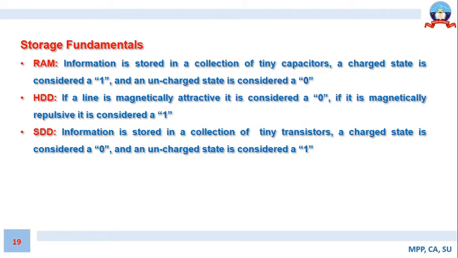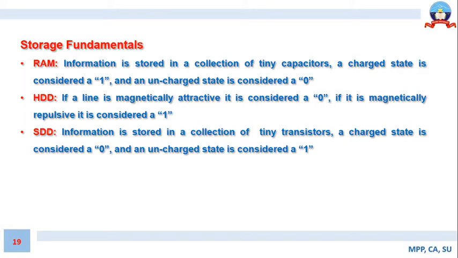Now likewise we have the SSD, that is, solid state drive. It's also commonly known as SSD. Here the information is stored in a collection of tiny transistors. A charged state is considered as 0 and an uncharged state is considered as 1. So in the case of SSD, in contrast to RAM, we use transistors where the charged state is considered to be 0 and the uncharged state is considered to be 1. A collection of tiny transistors representing zeros and ones is used to represent the programming instructions and the data.